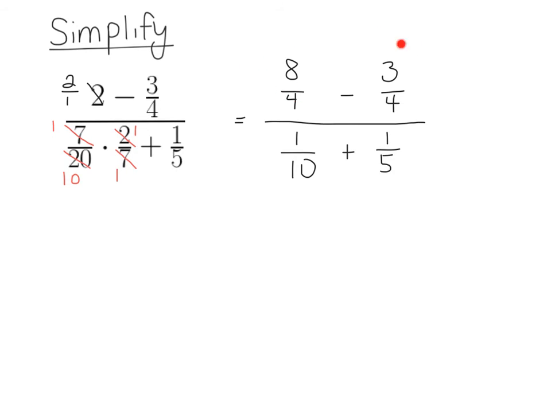Let's return our attention once more to the subtraction inside of our numerator. 8 minus 3 is going to give us 5/4 inside of our numerator. And if we switch our focus now down to the denominator of our overall fraction, we notice that we have an addition. We're going to need a common denominator, and that common denominator is going to be 10. Our first fraction will remain the same, and our second fraction will turn into 2 over 10. Now we can perform this addition to get 3 over 10.